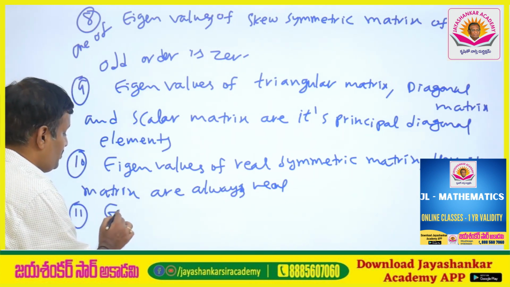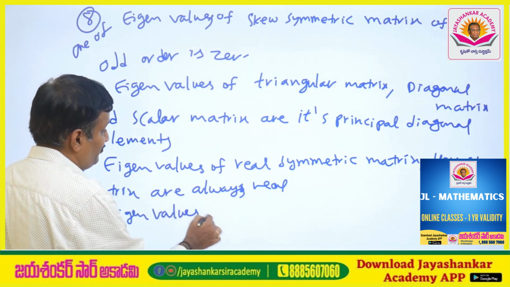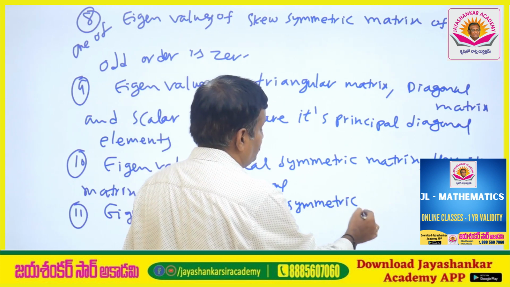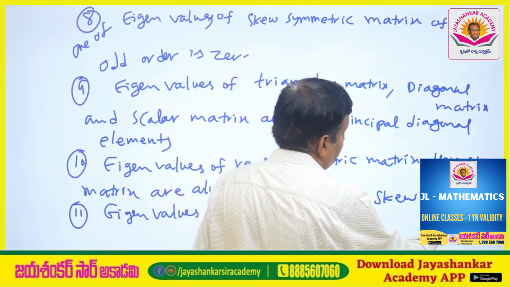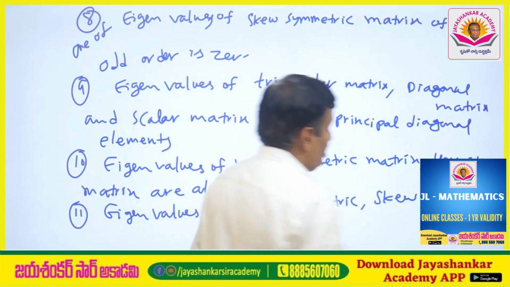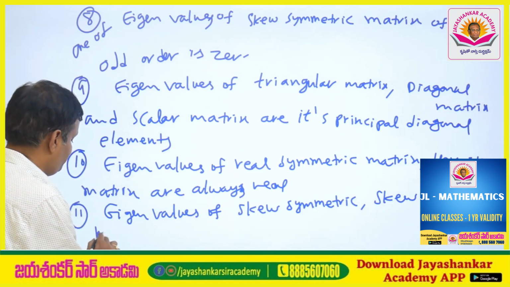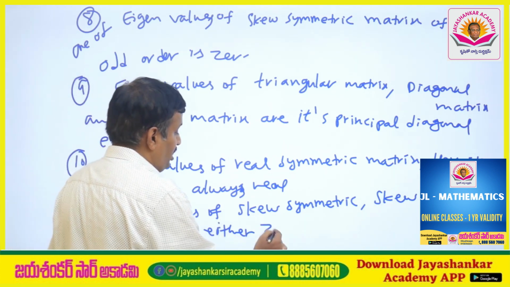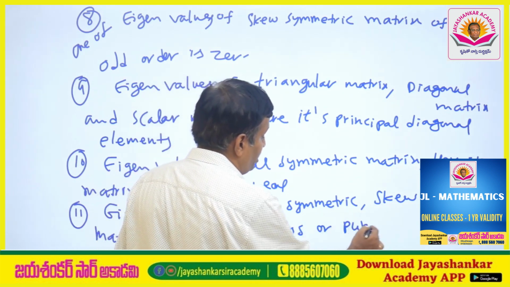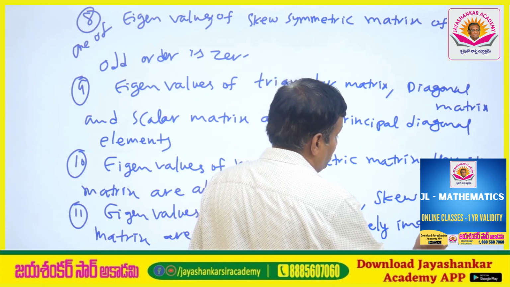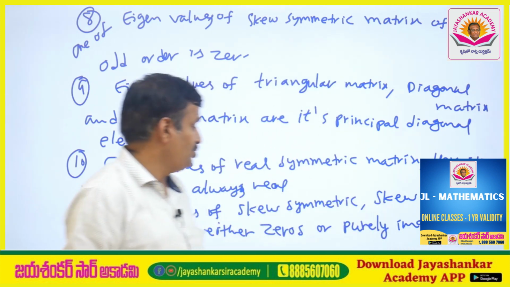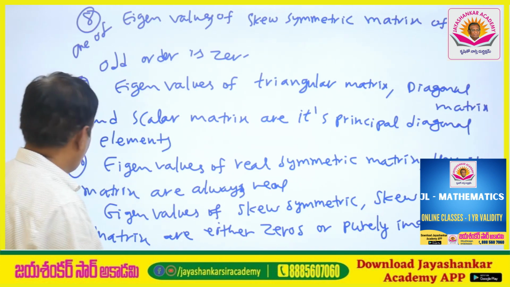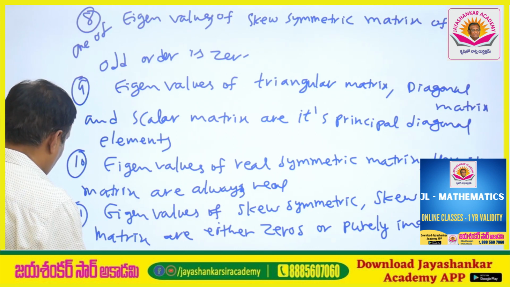Coming to the 11th property: eigenvalues of a skew symmetric matrix and skew Hermitian matrix are either zeros or purely imaginary. So all these properties are very, very important. Now coming to our next property, the 12th property.